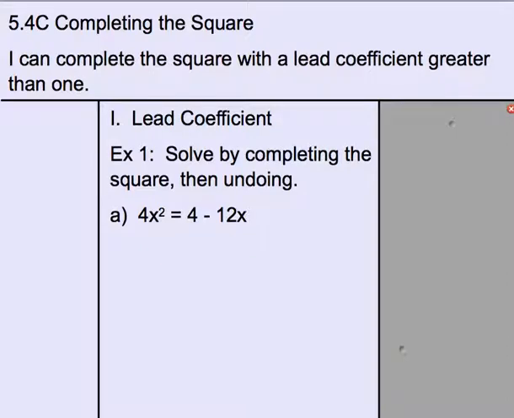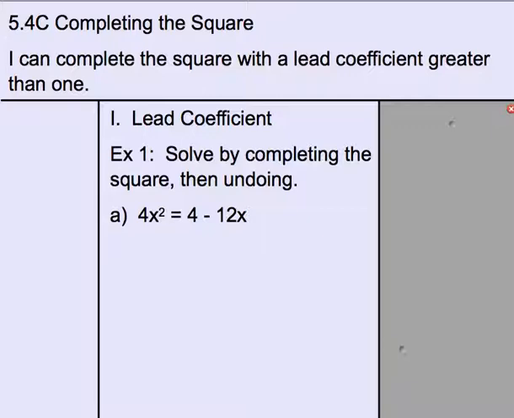So our next section, we are continuing with completing the square, and this time we have a lead coefficient that is not 1. So our first example, we've got 4x squared equals 4 minus 12x. Now the first two steps that I wrote for you off to the right are interchangeable. You can do these in either order.